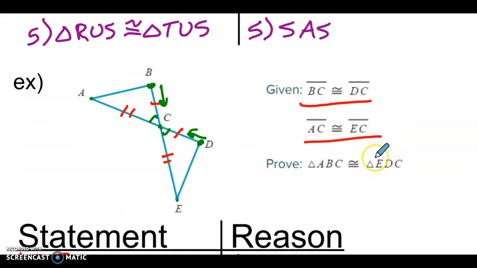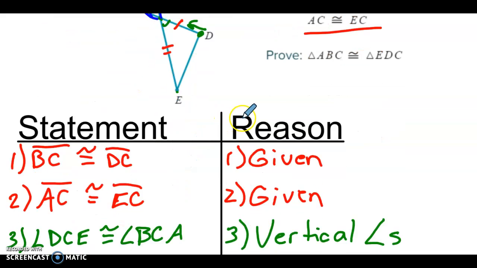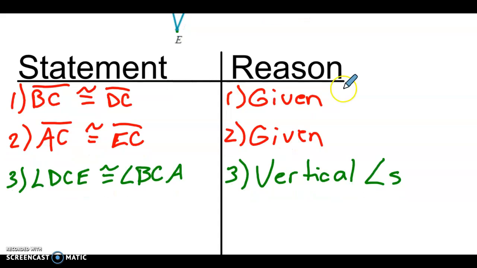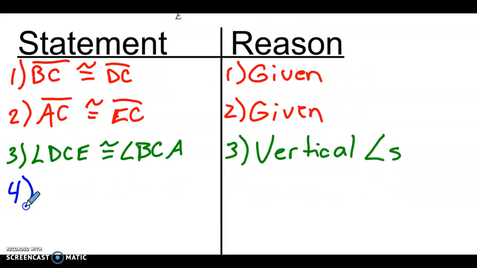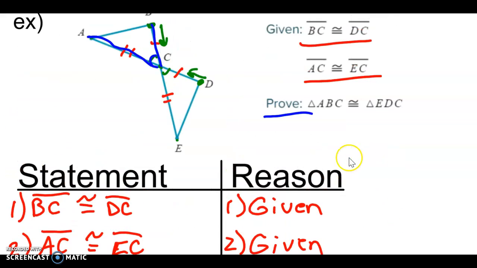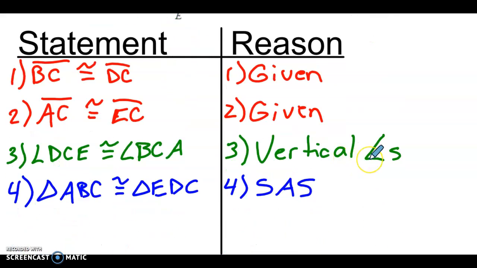So at this point, we've done enough. At this point, we have a side, an angle, and a side congruent in both of them. So we can go ahead and prove that final statement. So triangle ABC is congruent to triangle EDC. And the reason that we ended up finding out was because we had a side, an angle, and a side congruent. Okay, so that's what you're going to be looking at today.